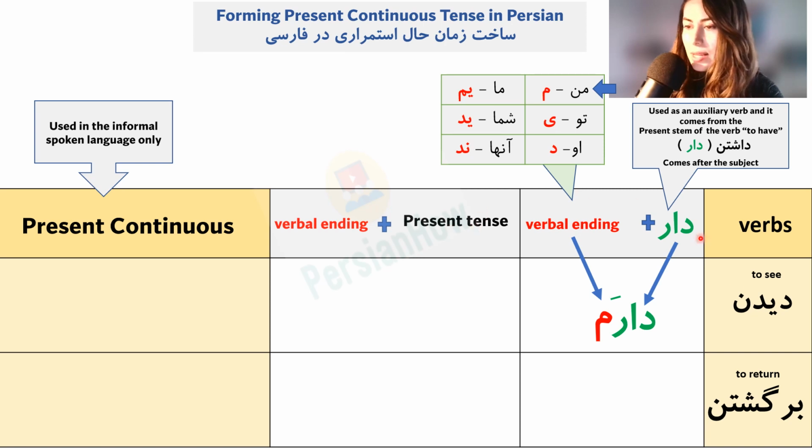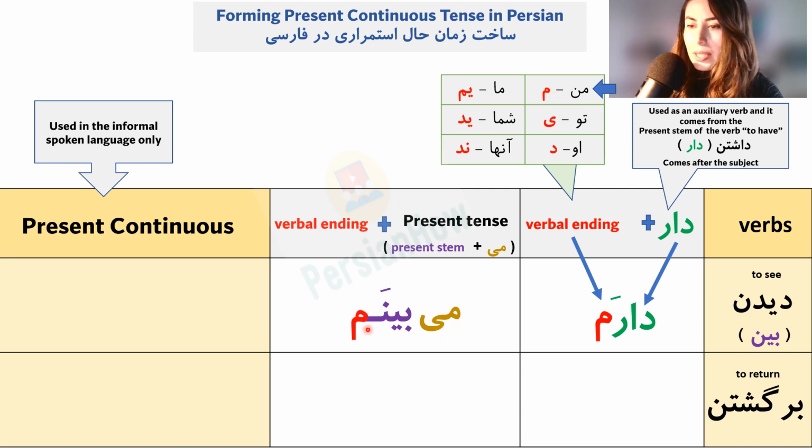So the present tense of دیدن, we need the present stem. So mi, bin, and then the verb ending. Again, the subject is man, so this is the ending for man, mi binam. So let's combine them. دارم میبینم. It means I am seeing.